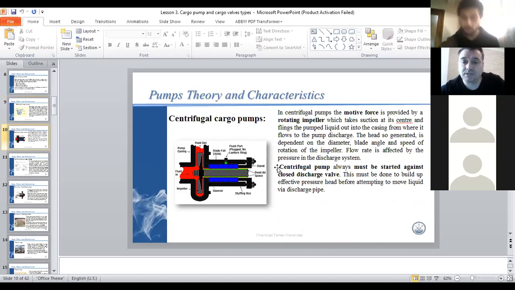You must always start it against the closed valve. What does it mean? First of all, you start the pump, and after you open the valve. If you do it the opposite way, if you open the valve first, then you cannot start the pump because you will have the back pressure. Be careful for it and remember it, try to understand it. And thereafter, you will have the exam for it. And in the exam, you have to answer why and what is the reason to open the cargo pump consequently. First, you have to start the pump, build up the pressure, and after that, you have to open the valve.